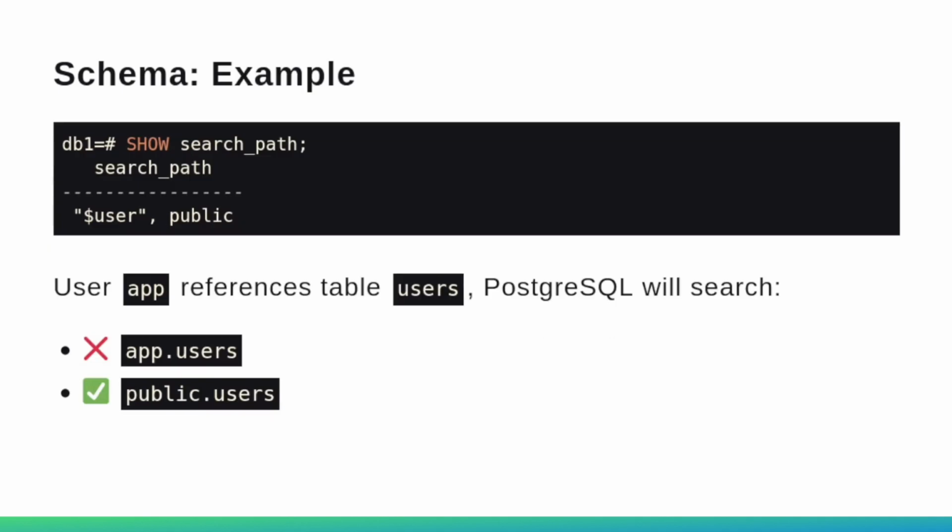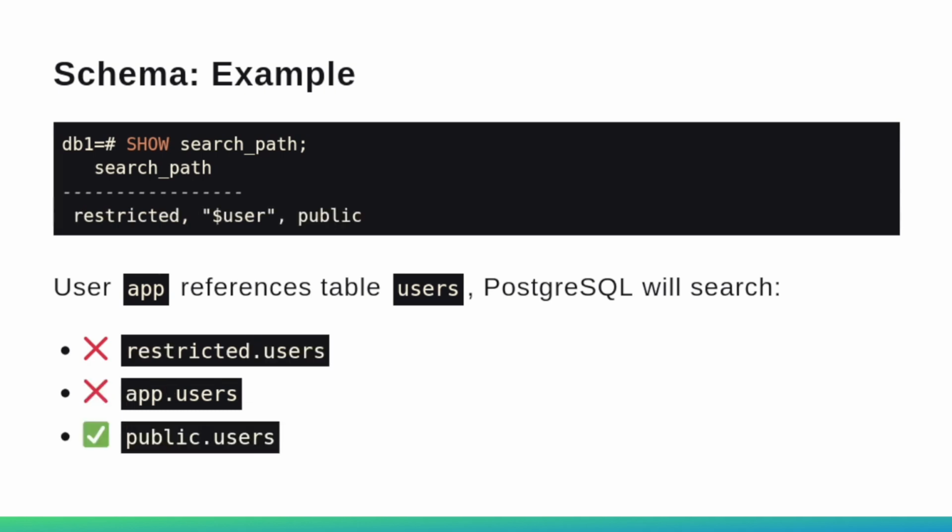So let's look at a few examples. If user app is now connected to the database and references the unqualified name users, the database would look for app.users because the user is app, and that's the first value on the search path. So app.users does not exist, so it would go over to the next value, in this case, public. Public.users exists, so this is what the unresolved name users is going to resolve to in this case.